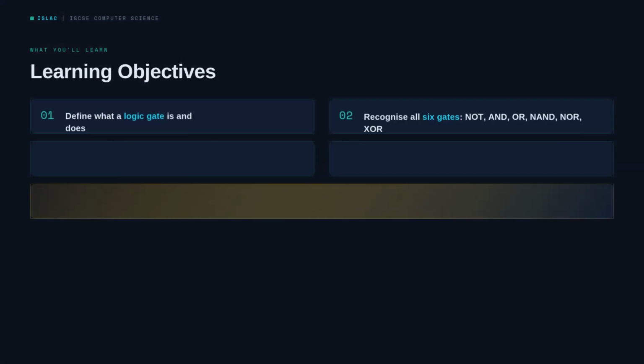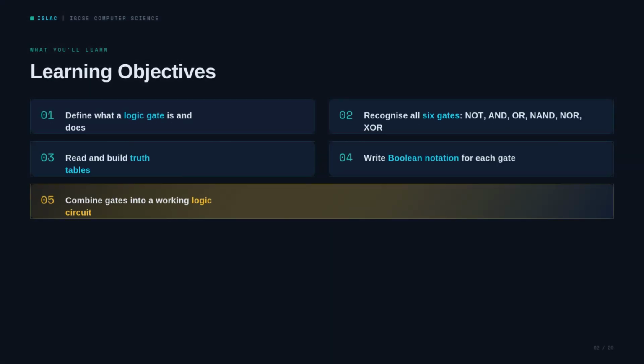Here's our roadmap. We'll define what a logic gate is, meet all 6 gates, learn to read and build truth tables, write Boolean notation, and finally combine gates into circuits. Keep these objectives in mind as we work through today's lesson.